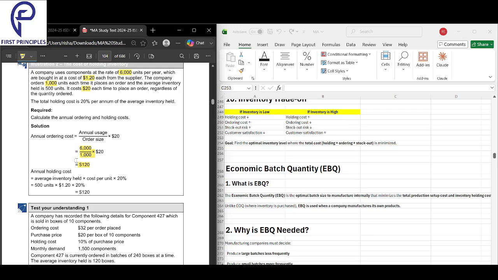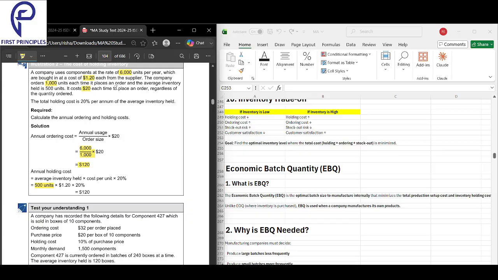So average inventory is Q by 2. So here you have your order size 1000 by 2. Average inventory is 500. Always take average inventory, because in the godown, all the goods are not present all the time. You will keep moving up and down, up and down, factory to supply store, factory, supply store. So all the time you'll not be holding all the inventory. So you take an average inventory of 500 units. That is 1000 by 2.